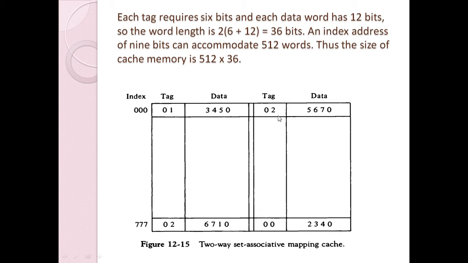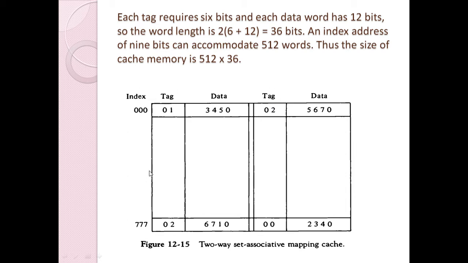Now if you want to store two tags and the data of those tags for index 000, you see here the word length. The tag is of 6 bits, 2 octal digits. Data is of 12 bits, 4 octal digits. So this becomes 18 bits. So 18 bits for this first tag and data, and 18 bits for the second. So the memory will have 36 data bits, so the word length will be 36 bits.